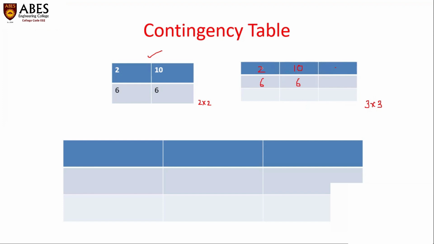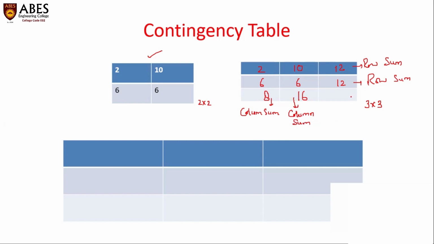So here you will have 2 plus 10, that is 12. Here again 6 plus 6, that is 12. Here you will have 2 plus 6, that is 8. And here you will have 10 plus 6, that is 16. So this is row sum. This is again row sum. This gives you column sum, column sum.